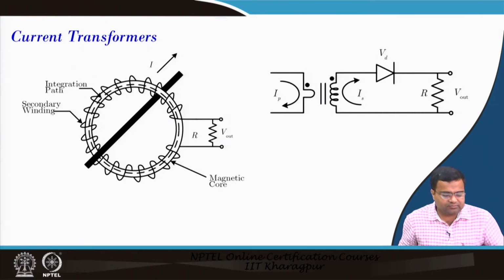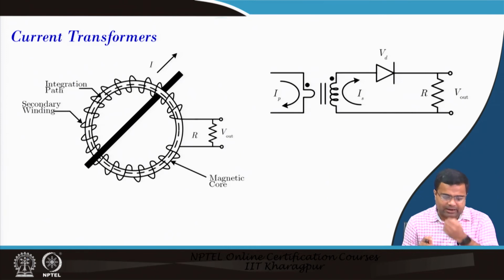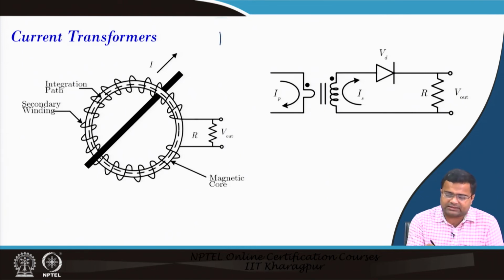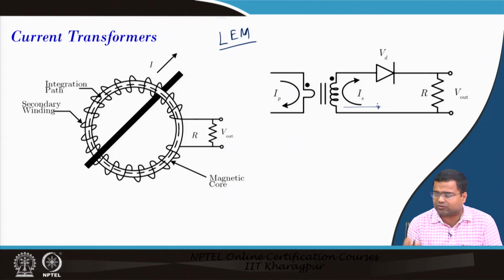Once more, this is a current transformer. One example of a current transformer is the LEM current sensor. The primary side coil carries the current being measured, and that current is reflected to the secondary side coil, and on the secondary side there is a diode.